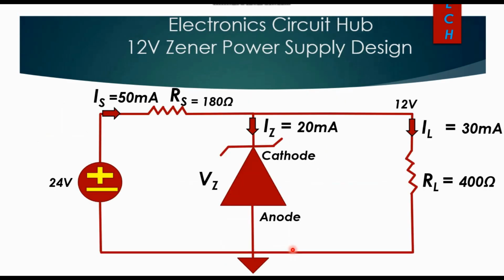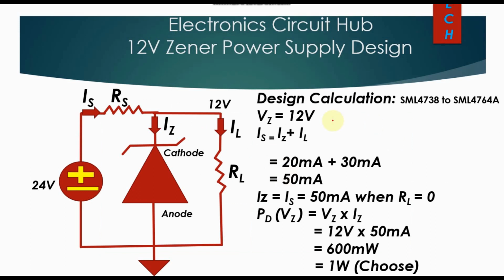So now this is the complete design and calculated value of each component. Okay, so now I will calculate the value of RS. I will calculate the power dissipation of RS, then I will calculate the power dissipation of the Zener diode at VZ. Okay, so let's move ahead.